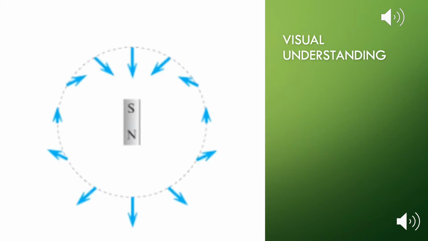Here's a picture from the book. This is just a representation of what the magnetic field of the bar magnet should look like, and I feel like this will help us better understand the outcome of our code.